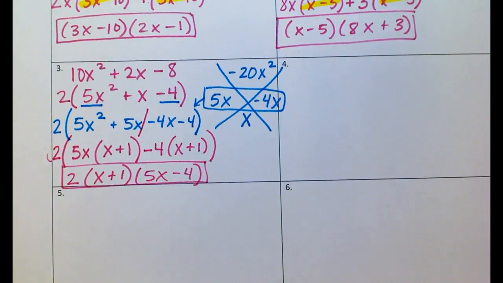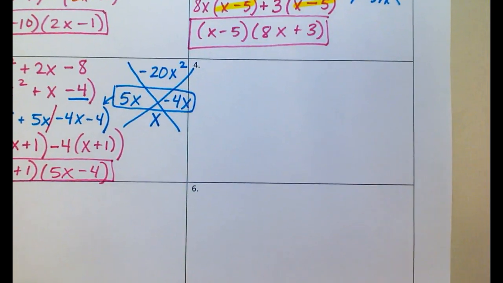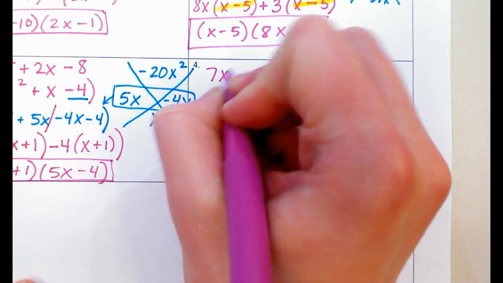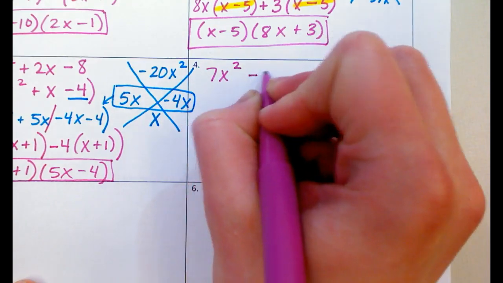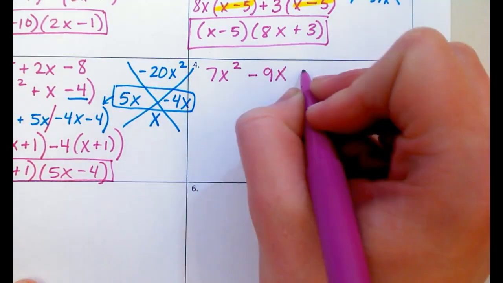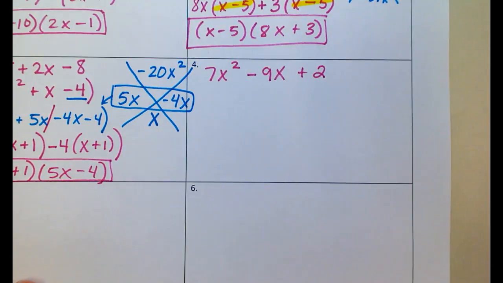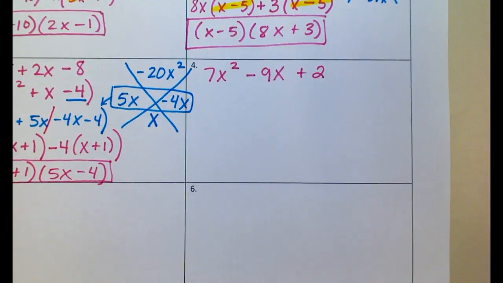All right, I'm going to let you try the next one on your own. The problem is 7x squared minus 9x plus 2. Pause the video and try factoring this one out.